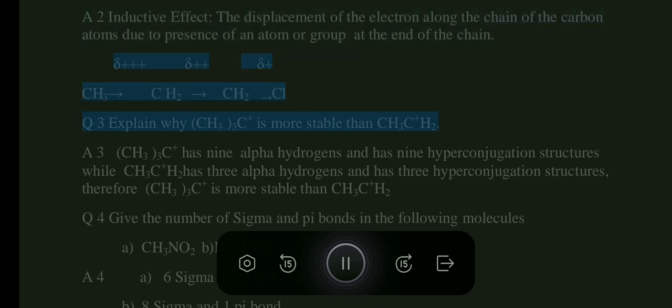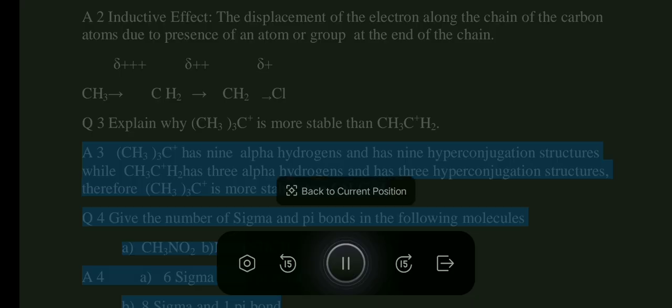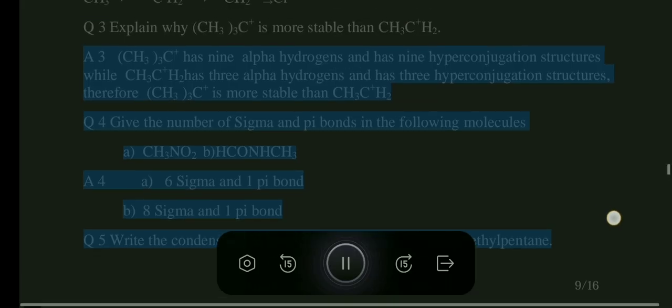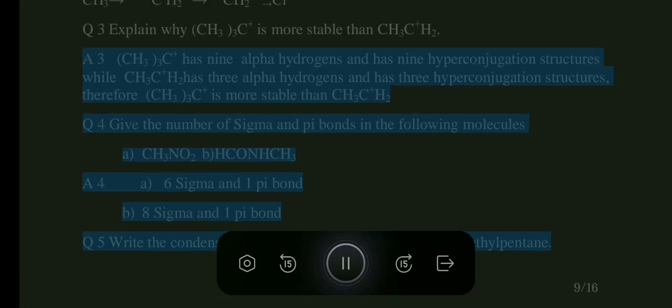CH3→CH2→CH2→Cl, with partial positive charges decreasing along the chain. Q3: Explain why (CH3)3C+ is more stable than CH3C+H2. A3: (CH3)3C+ has 9 alpha hydrogens and 9 hyperconjugation structures, while CH3C+H2 has 3 alpha hydrogens and 3 hyperconjugation structures. Therefore, (CH3)3C+ is more stable than CH3C+H2.